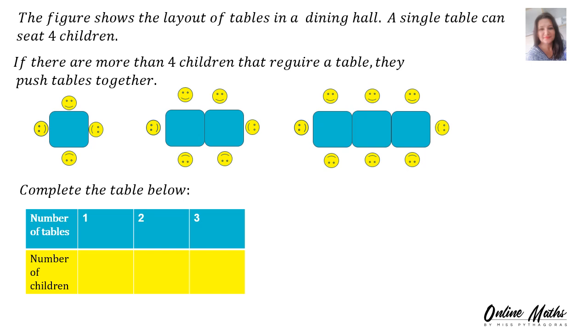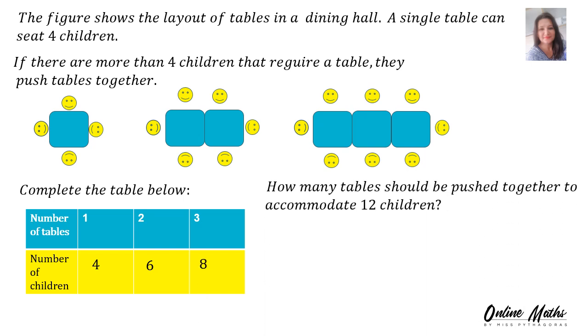of children will be in the first table 4 children. In the second table there's 6 children. The third arrangement, when they pushed 3 together, there will be 8 children. How many tables should be pushed together to accommodate 12 children?